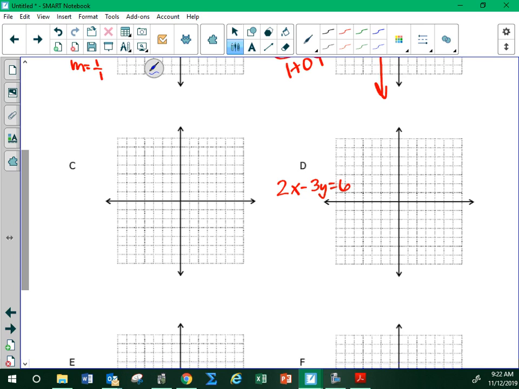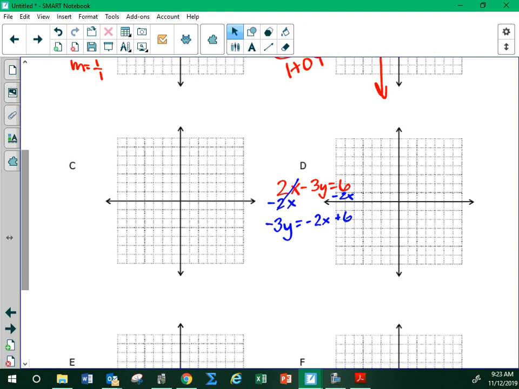We have to get y alone. I have positive 2x, so I have to subtract my 2x from both sides. So negative 3y. Don't forget your negative there. My 3 is still negative. And I want to write the x value first. So negative 2x. And 6 is still positive, so plus 6. So keep the sign with the numbers.